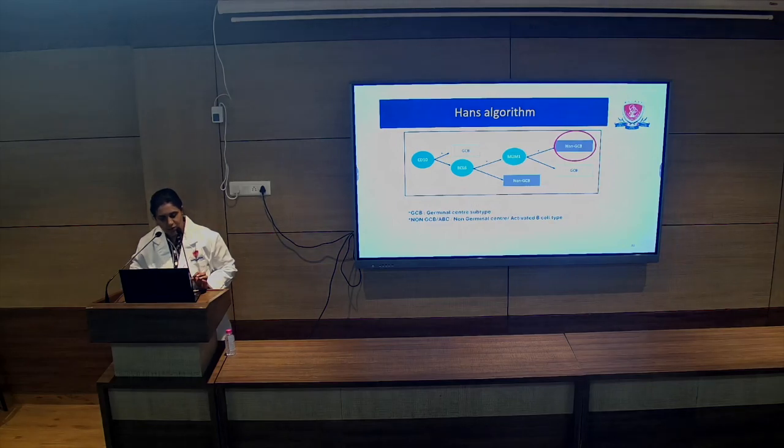If it is positive, then we do apply MUM1 because we want to see what is the post-germinal status of the cell. So MUM1 comes into the role, and when a tumor cell or a lesional cell is CD10 negative, BCL6 positive and MUM1 positive, we label it as non-germinal center or activated B cell type of diffuse large B cell lymphoma.